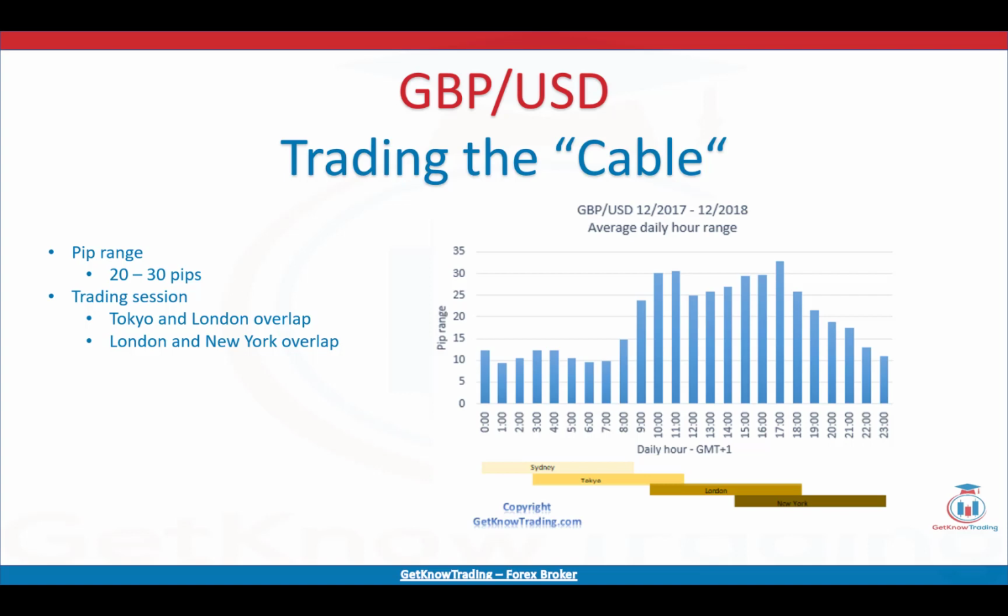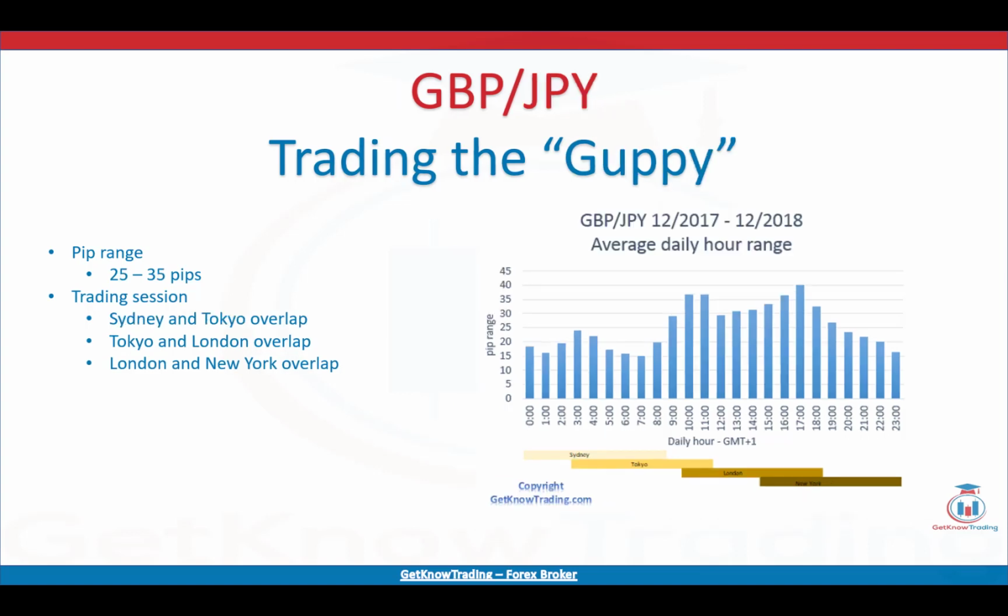As the New York session ends, the pip range declines, and this is normal because these two currencies are close connected to European and US traders. And the last one is GBP and Japanese yen. This pair compared to GBP USD has higher pip range during Asian session, because yen is Asian currency. And the 25 to 35 pip range puts the pair at the top of the list. You should be careful trading this pair because quick moves with high number of pips gets closed very quickly if the stop loss is set too close current price.